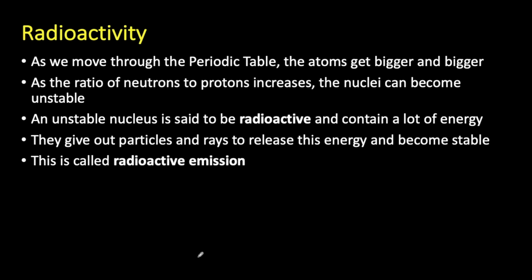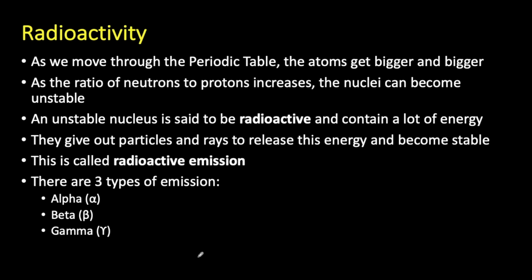So, radioactive nuclei release particles and rays in order to release energy and become stable. And this is the process of radioactive emission. And there are 3 types of radioactive emission: alpha, beta, and gamma.